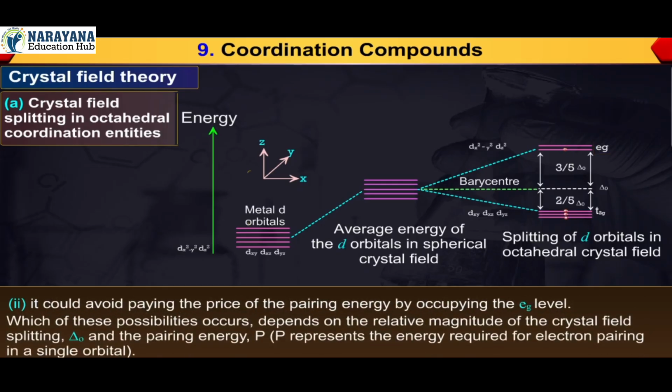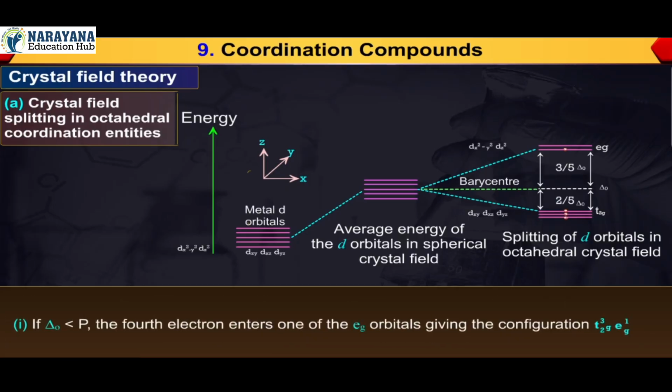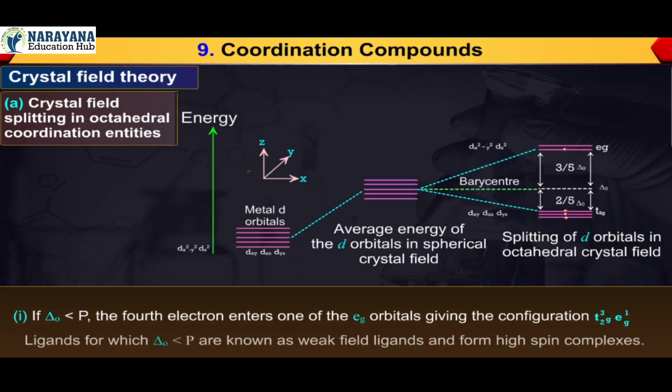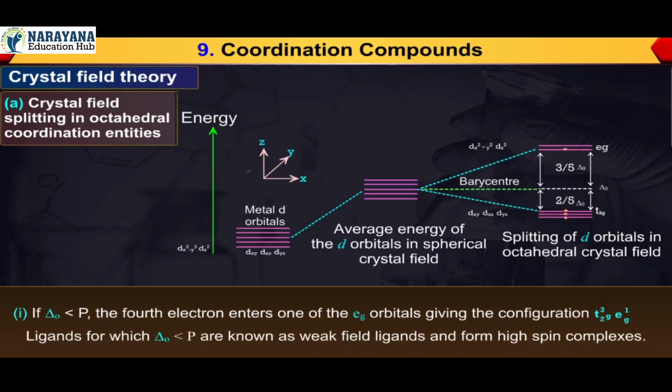Which of these possibilities occurs depends on the relative magnitude of the crystal field splitting, delta 0, and the pairing energy P, that is, P represents the energy required for electron pairing in a single orbital. The two options are: 1. If delta 0 is less than P, the fourth electron enters one of the eg orbitals, giving the configuration t2g3 eg1. Ligands for which delta 0 is less than P are known as weak field ligands and form high spin complexes.